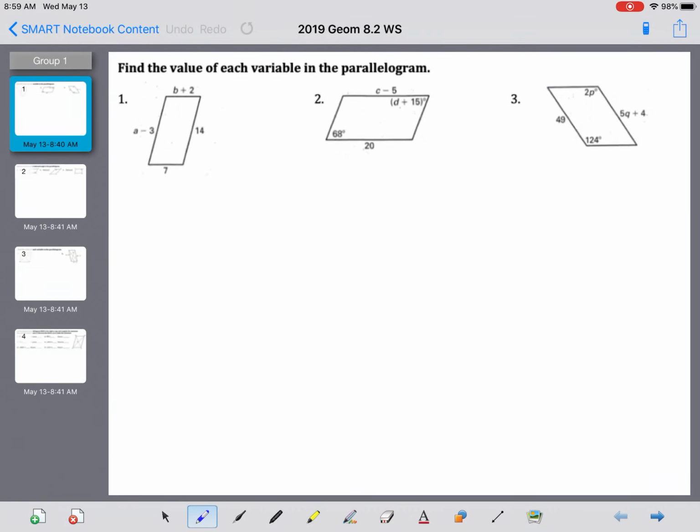Hello, going through the Geometry 8.2 worksheet. Number 1, find the value of each variable in the parallelogram.